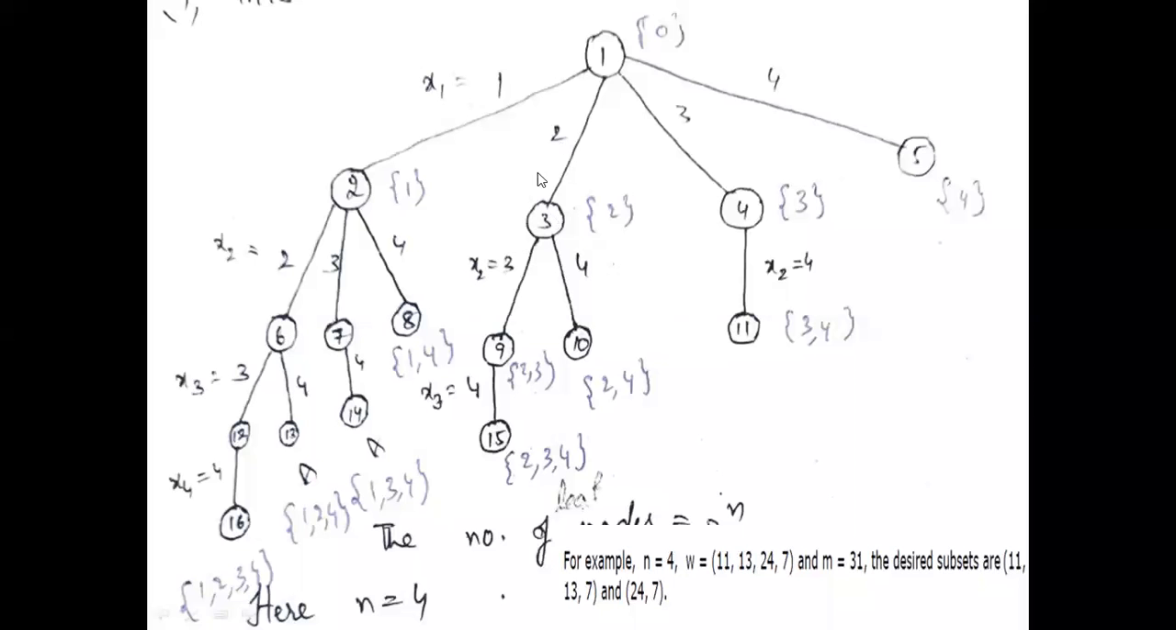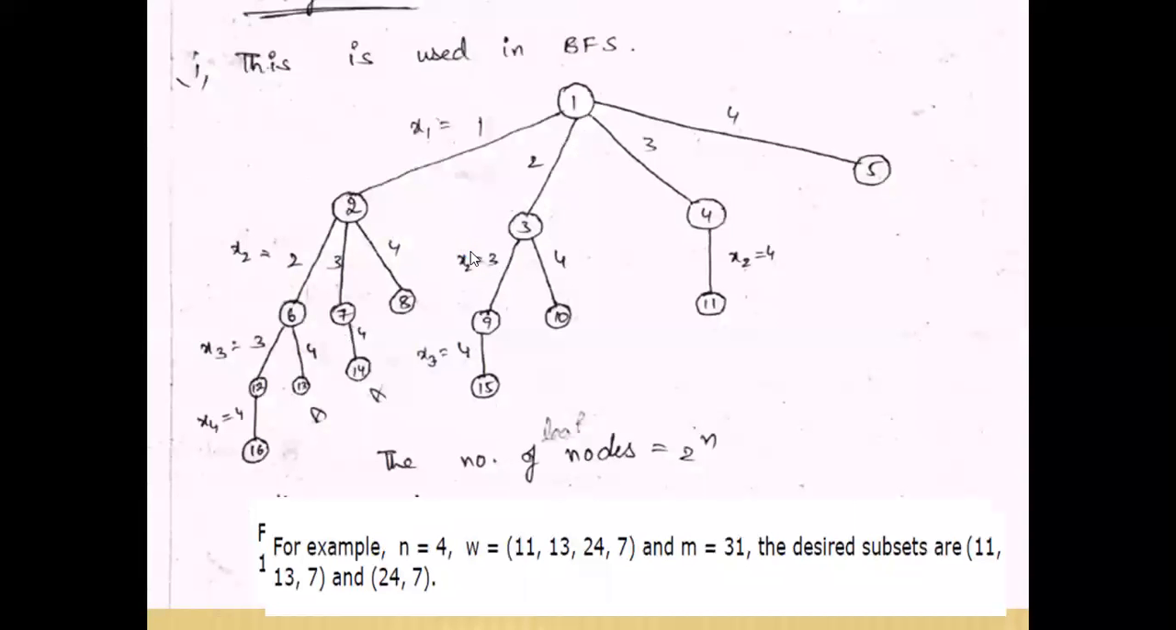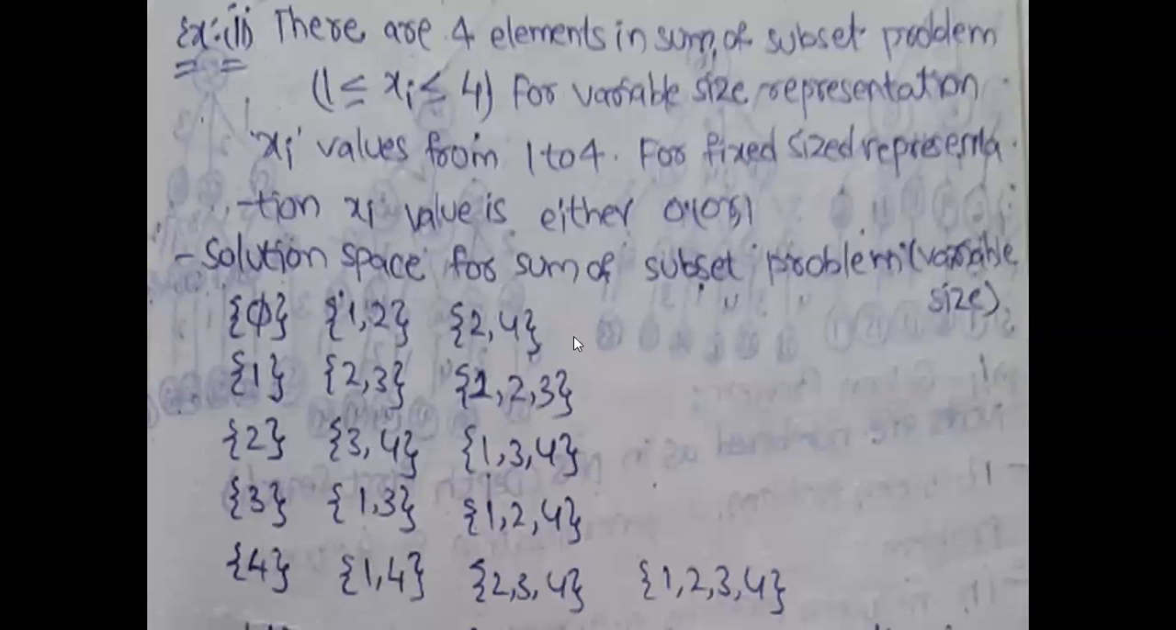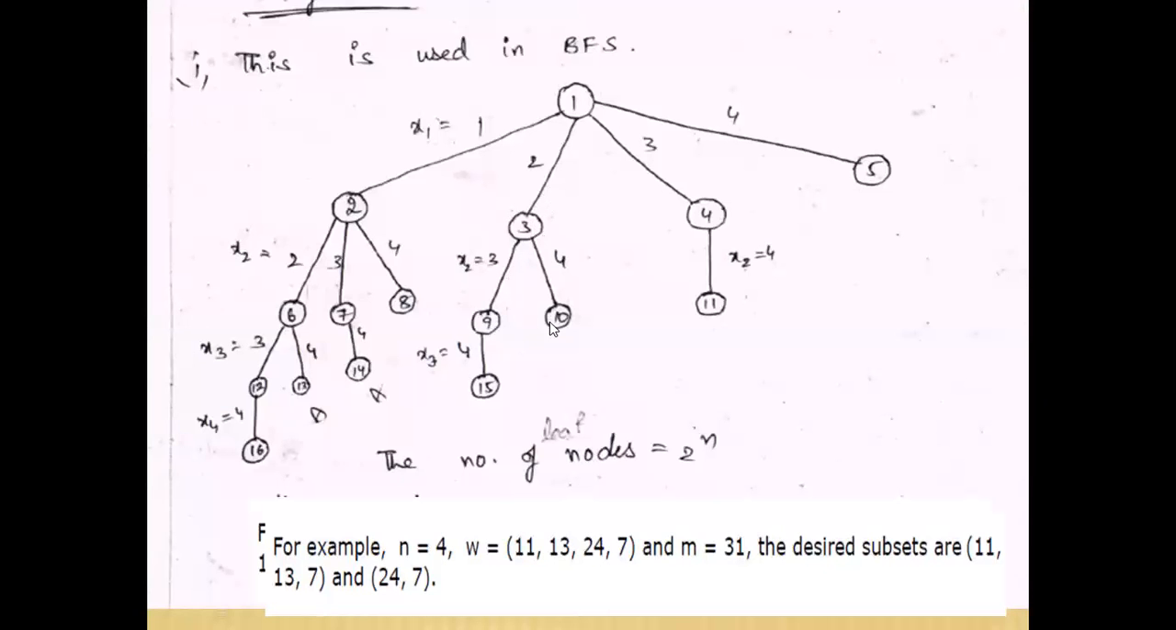Next, 2 3 and 2 4. 2 3 is represented by the ninth node and 2 4 by the tenth node. 2 3 means the sum of the second and third elements, 13 plus 24, which is 37. The tenth node represents the sum of the second element and the fourth element, which equals 20. The eleventh node represents the sum of the third element and the fourth element, 24 plus 7, sum equal to 31.